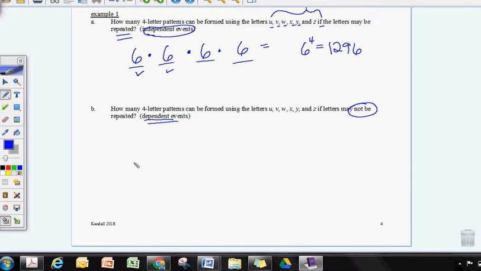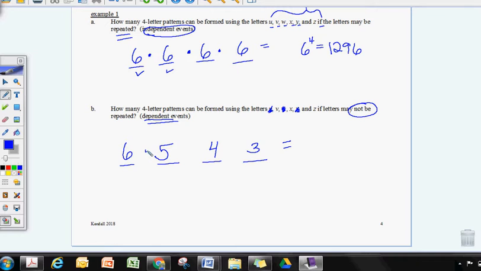So now let's take a look at the exact same thing, but this time they may not be repeated. These are dependent upon each other. So 1, 2, 3, 4. Okay, so the first one, I have 6 choices. I pick one of the letters. It can't be repeated, so now I only have 5 choices. Pick a letter. Now I only have 4 choices. Pick a letter. Now I only have 3 choices.